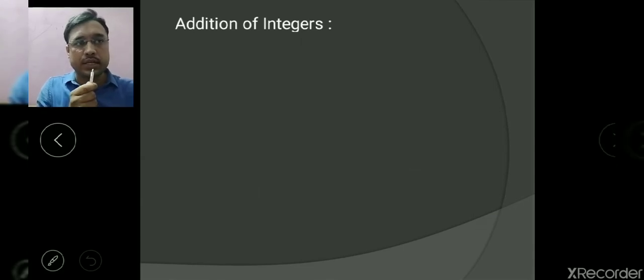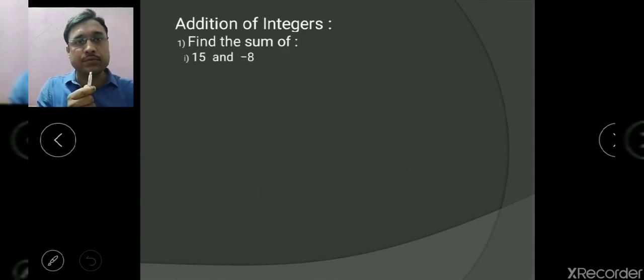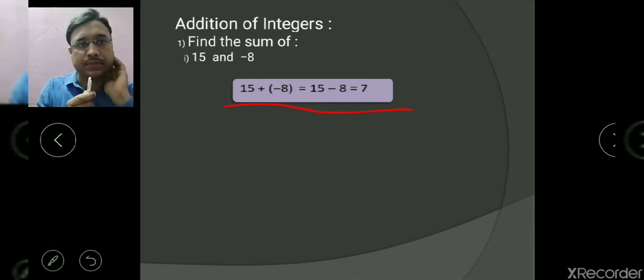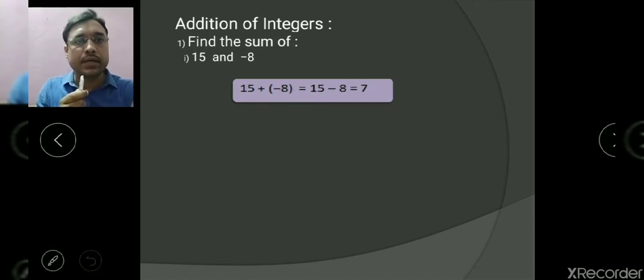Next I want to discuss addition of integers. Suppose that you have to find the sum of 15 and -8. Here the first number is positive, 15, and the second number -8 is negative. So we can write 15 plus -8. This plus and minus sign, here they will multiply. These two signs will multiply here students. When these two signs multiply, this plus and minus, it will give you 15 minus 8, that means the result is +7.